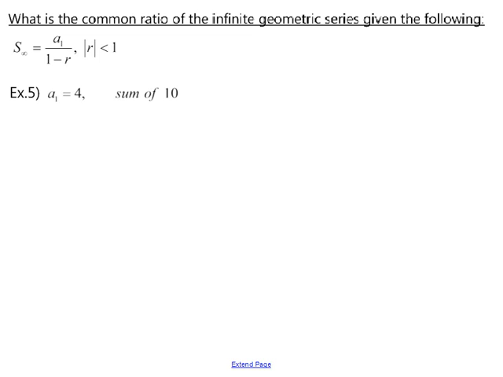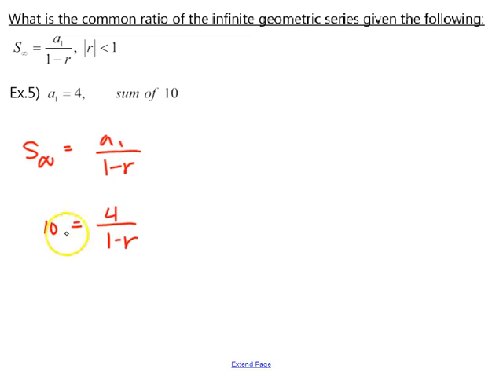In this last example, we're going to find the common ratio of the infinite geometric series given the following information. We're given that a sub 1 is equal to 4 and that the sum is equal to 10. So if we want to find the ratio, we're going to take that formula for the infinite geometric series and substitute in the values that we know. The sum is going to be 10. Our first term is 4, and we actually need to solve for r.